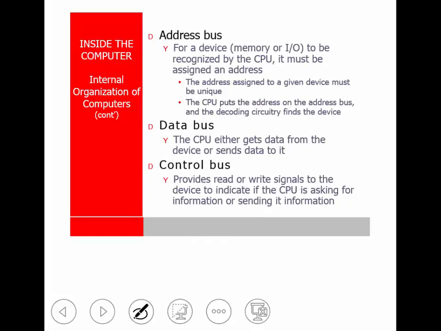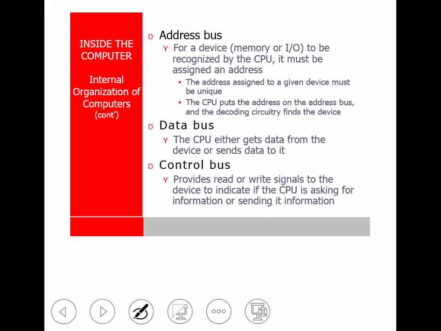All right. This is just kind of a little bit more detail, and again, I'll be posting these in there. The address bus is unique to every device. So you'll hear the terminology mentioned: I/O mapped I/O and memory mapped I/O.